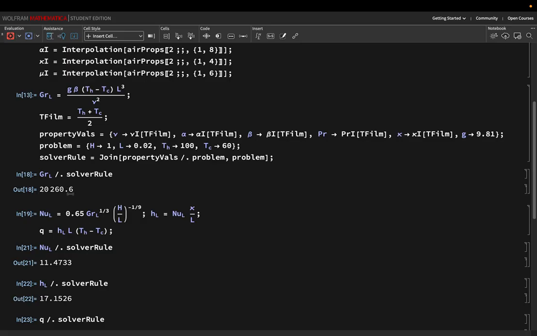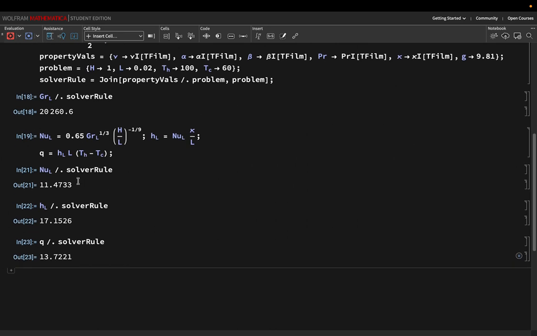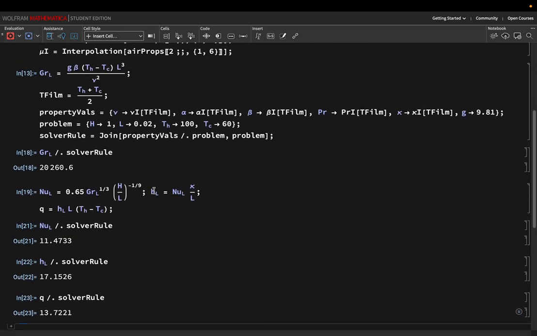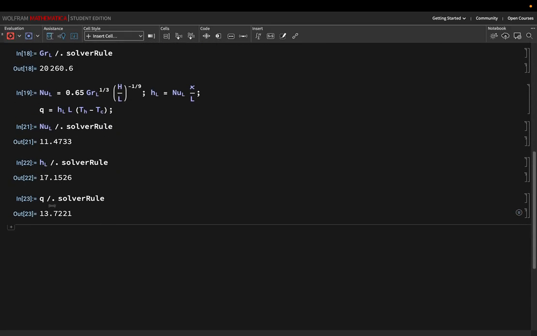For this particular number, the appropriate correlation is given here. I've taken this directly from the slides that I have used. You can refer to the literature for different values. Substitute the values, and you'll get the Nusselt number. Once I have the Nusselt number, the heat transfer coefficient is Nu times kappa by L, and Q is h times L times (Th minus Tc). So that should give you the heat transfer.